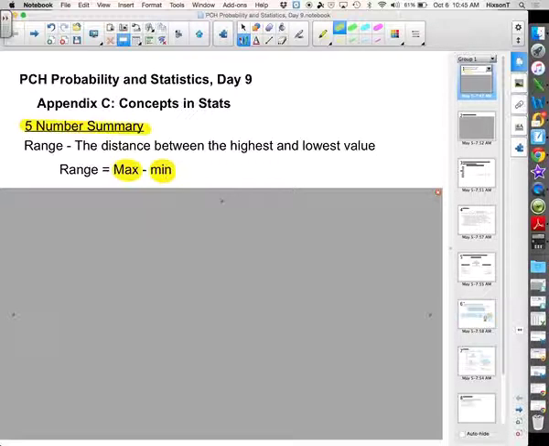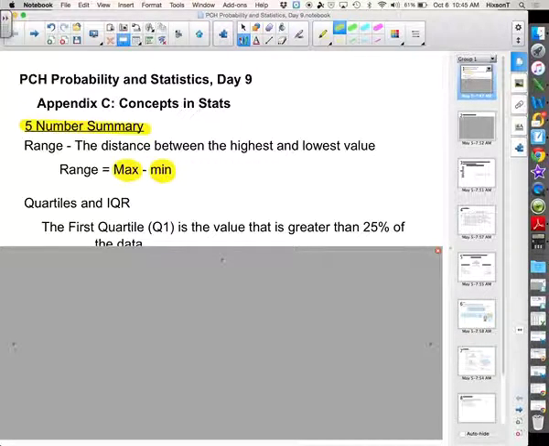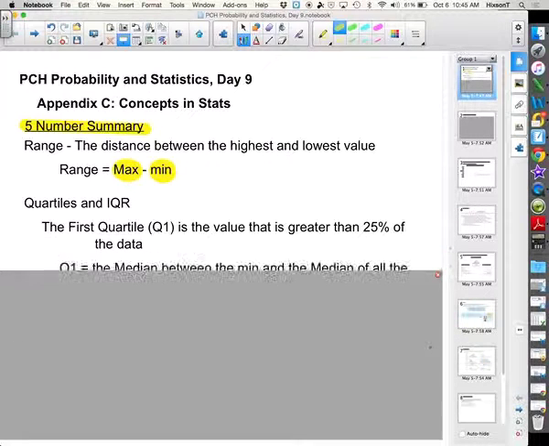And then we will look at the first quartile, this Q1. That's another part of our 5-number summary. It's greater than 25% of the data. Remember, someone made the connection, which was good, to percentiles. It's like the 25th percentile.